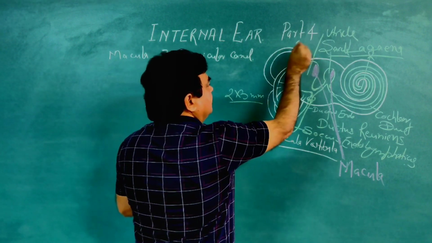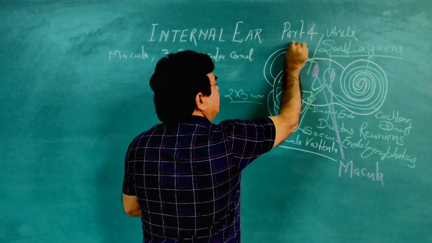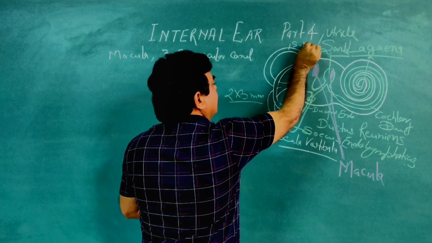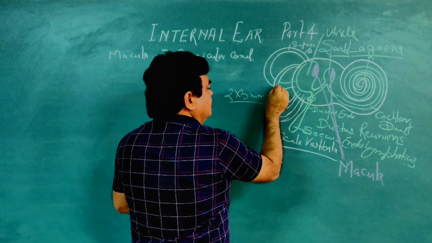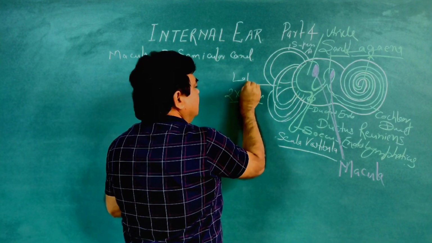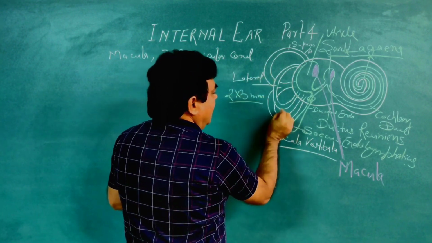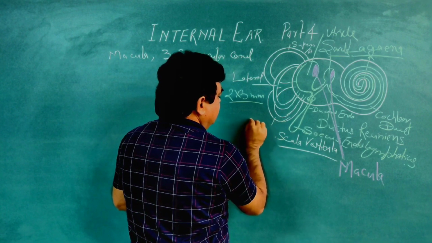This is the superior or anterior semicircular canal. This is the lateral semicircular canal, and this is the posterior semicircular canal.